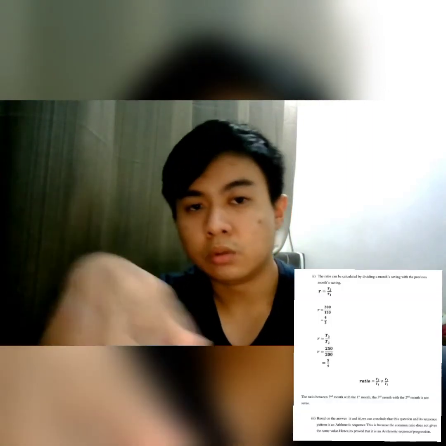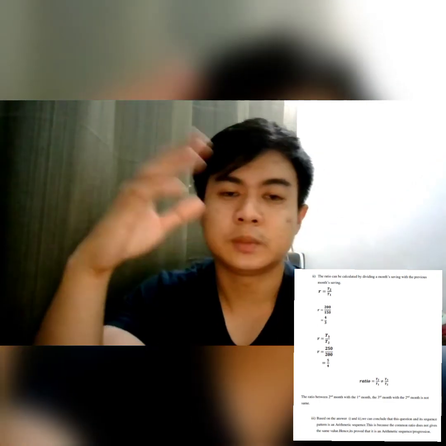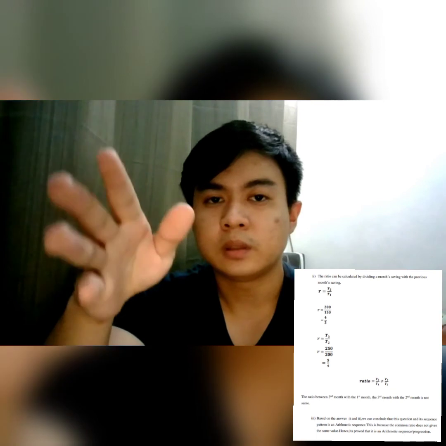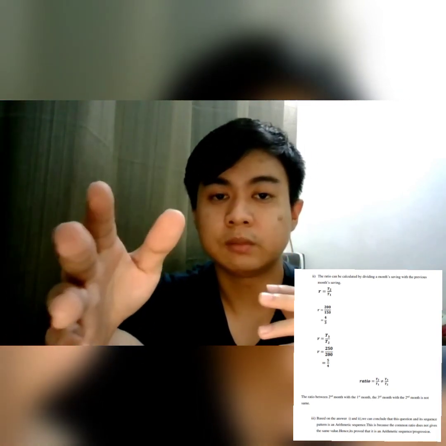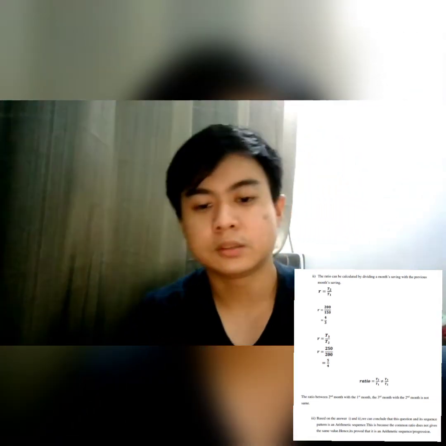For question number 2, to find a ratio, we take a month's savings and divide it by the previous month's savings. After finding the ratio for T2 over T1 and T3 over T2, we found that it's not the same. So for question number 3, based on answers 1 and 2, we have found that this is an arithmetic sequence because the common ratio does not give the same value. Hence, it is an arithmetic sequence. That is all for me. Thank you.